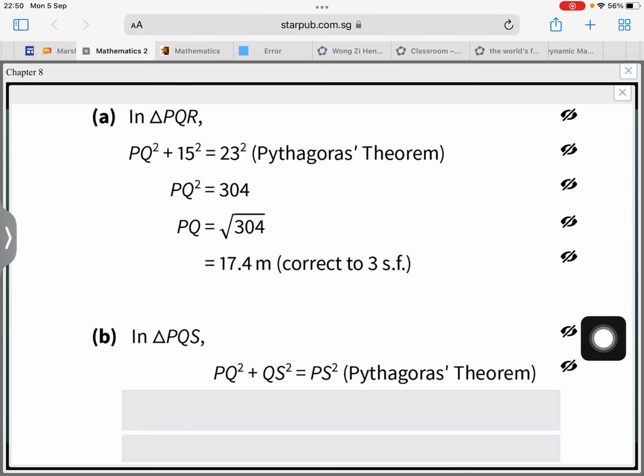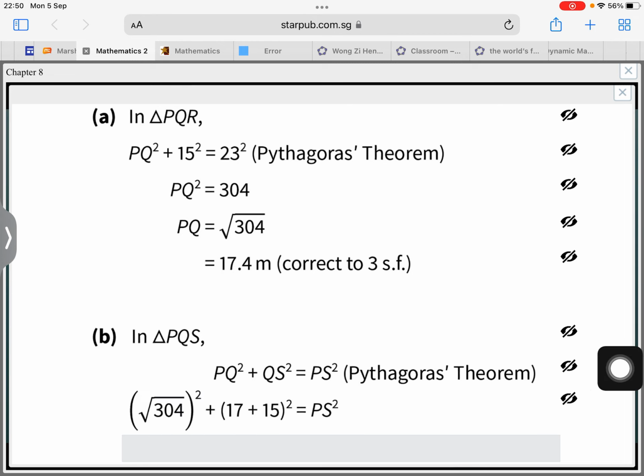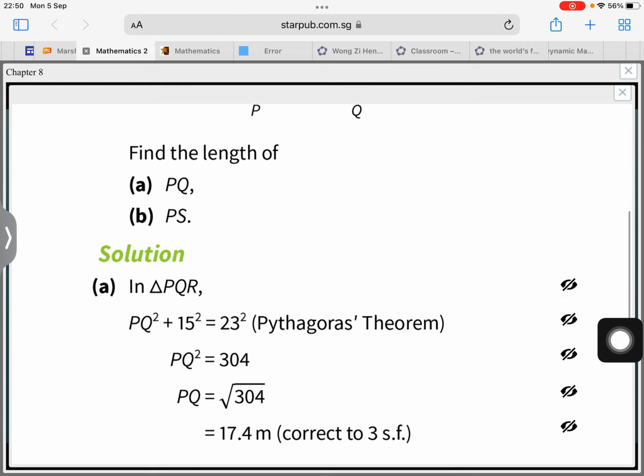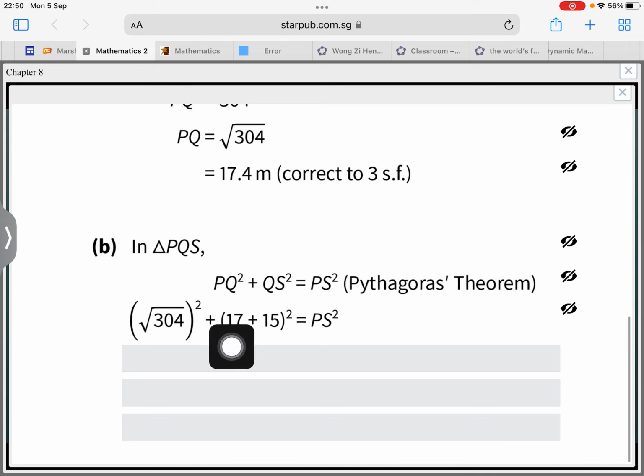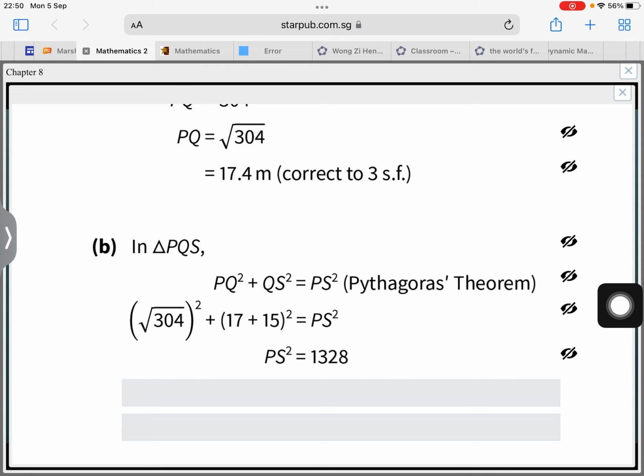Now we do our substitution. We know that PQ is square root of 304 instead of 17.4, so we sub in square root of 304 bracket square. QS square is 17 plus 15, so 17 plus 15 bracket square equals PS square. You just need to add this up. Same thing over here: you take the square of the square root, it cancels, it's just 304. So 304 plus 32 bracket square. You should get PS square is 1328. Over here they just straight away give you the answer, but if you key it in a calculator, you should get the same thing.